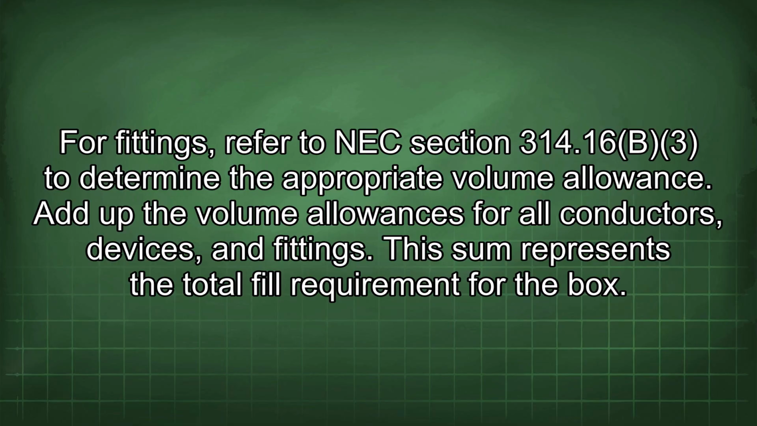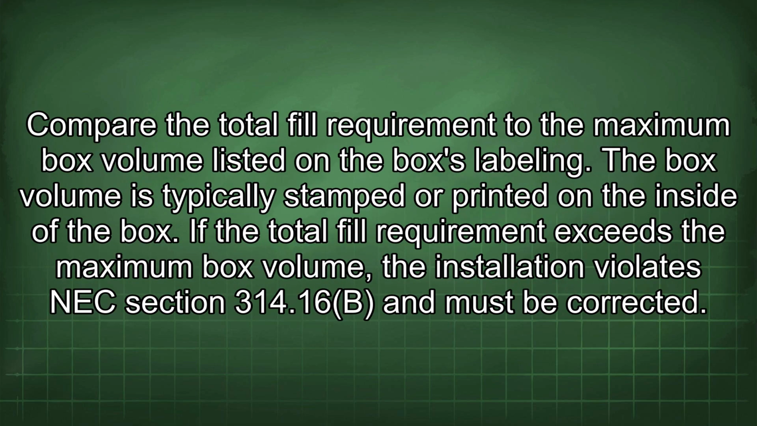Add up the volume allowances for all conductors, devices, and fittings. This sum represents the total fill requirement for the box. Compare the total fill requirement to the maximum box volume listed in the box's labeling. The box volume is typically stamped or printed on the inside of the box.